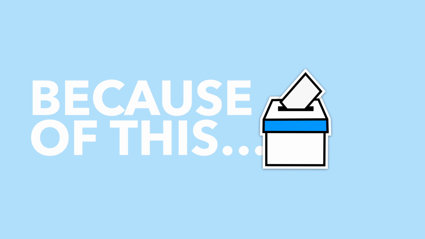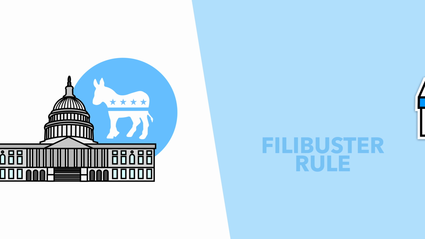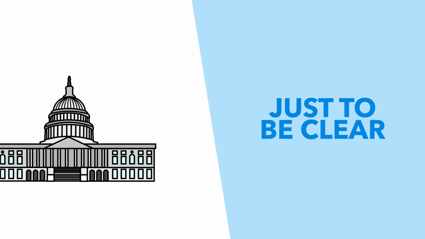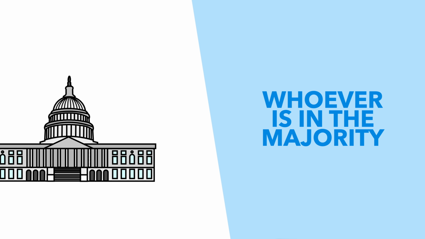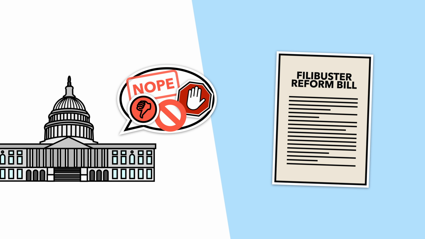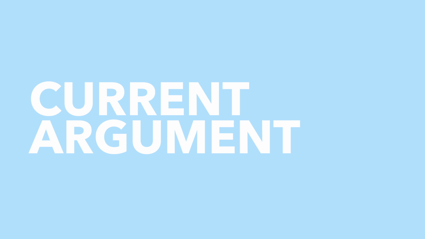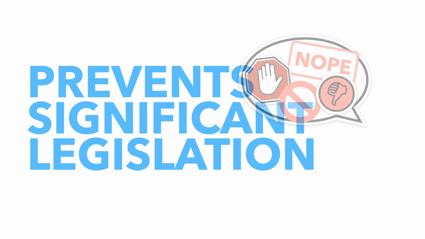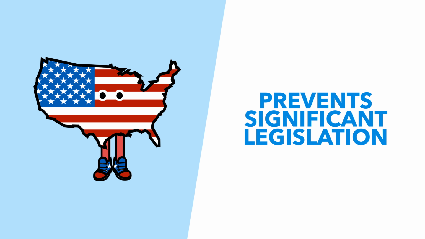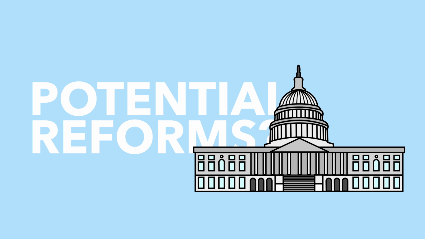Because of this, recently there have been increasing calls, especially from parts of the Democratic Party, to remove the filibuster. Just to be clear, this is generally not a party political thing. Whoever has the majority at a given time is frustrated by the filibuster, but usually put off reform by the prospects of what happens if things switch and they end up being the minority. The current argument boils down to the fact that the filibuster prevents significant legislation from ever being passed and helping Americans.